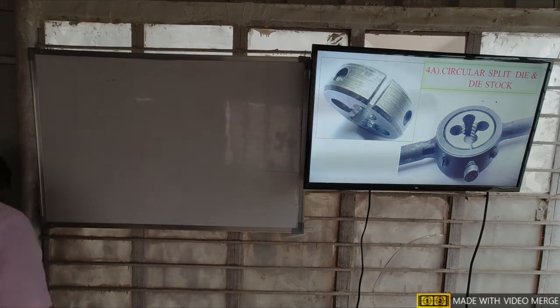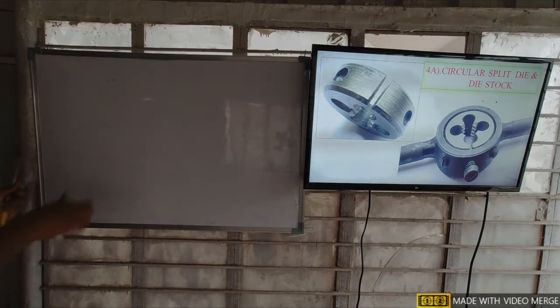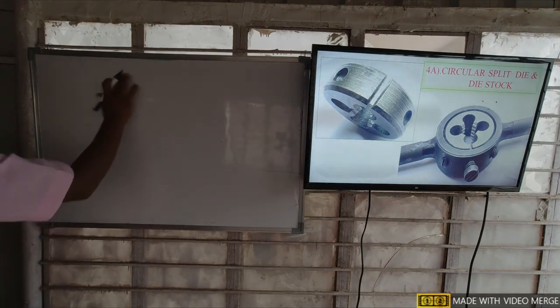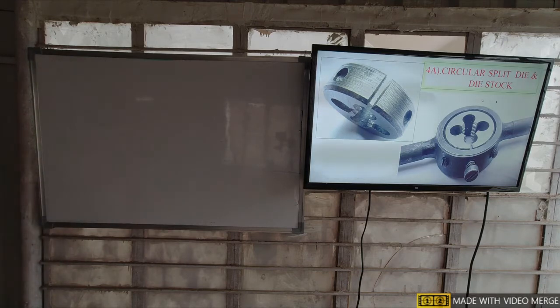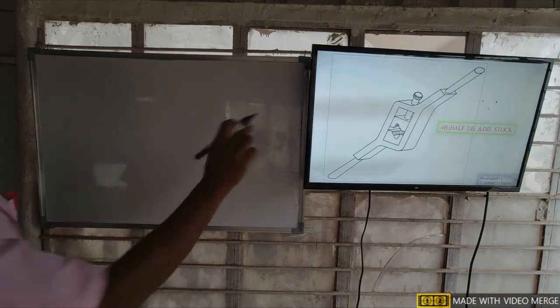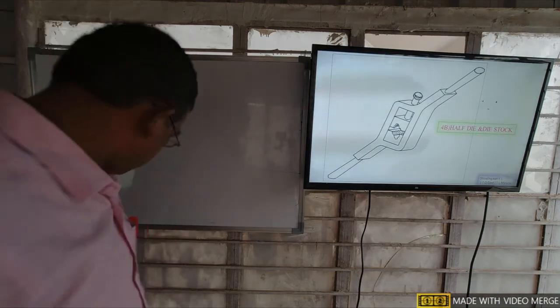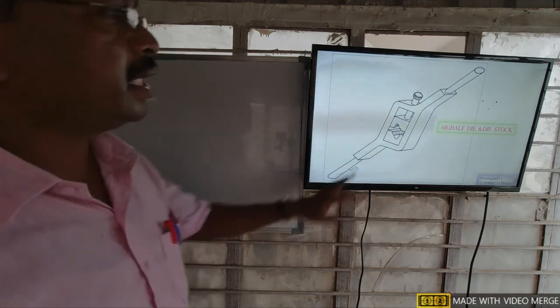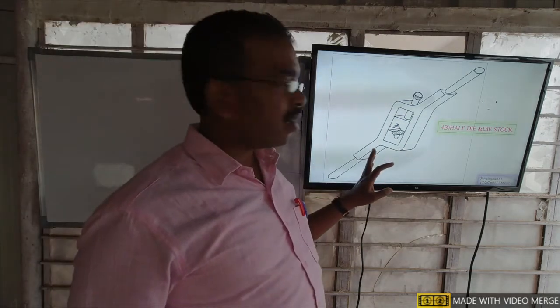What is the next die and die stock? Definitely that is the half die and die stock. See here, this is the half die and die stock. See why we are calling this as half die.